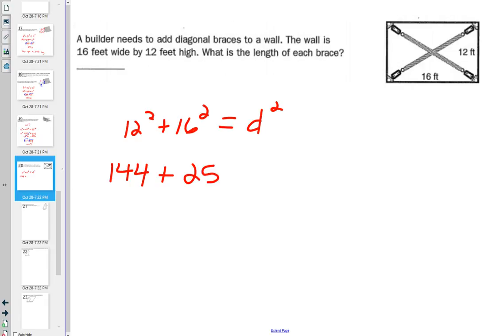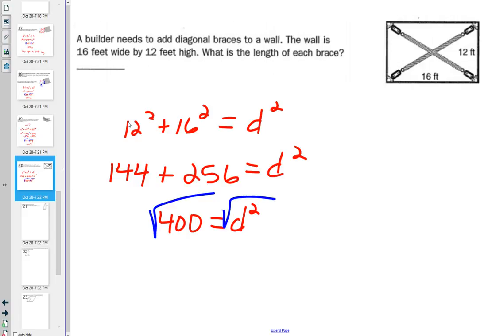144, 256, 400 is equal to diagonal squared. Why is it exciting? Because he gets to use his calculator to find the diagonal squared.